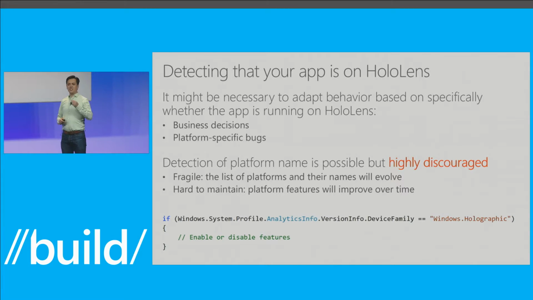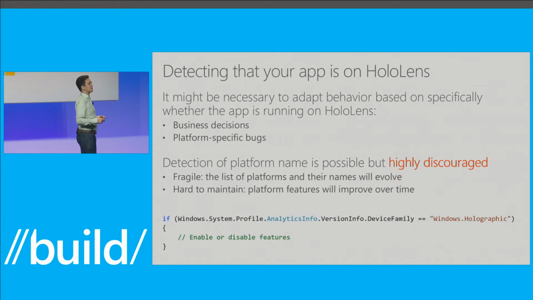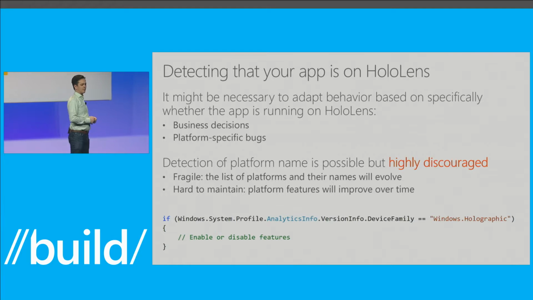Now, detection of the platform name is highly discouraged for a few reasons. One is that it's incredibly fragile. The list of platforms and their names will evolve. We don't make any guarantees that this is going to remain constant. This is really not something that we want people using for this purpose. It's also hard to maintain. Do you really want to be in the game of managing which platforms support which features over time? That's not something that I think anybody wants to sign up for.